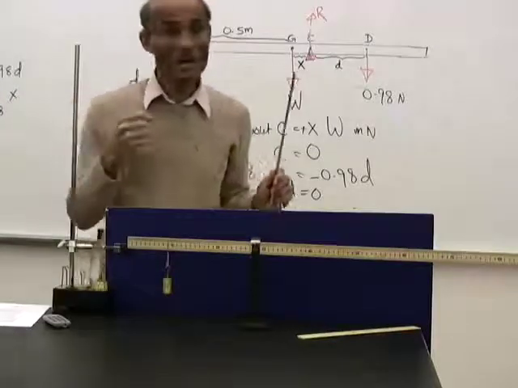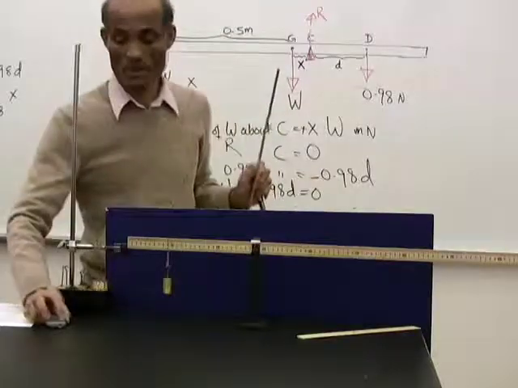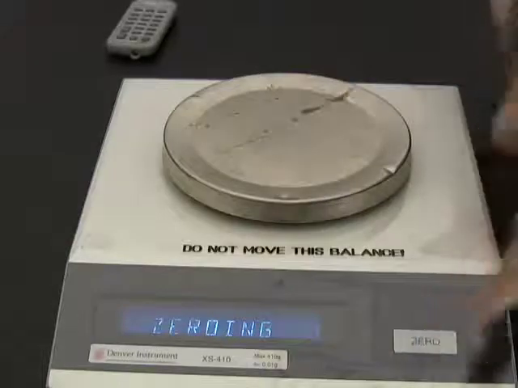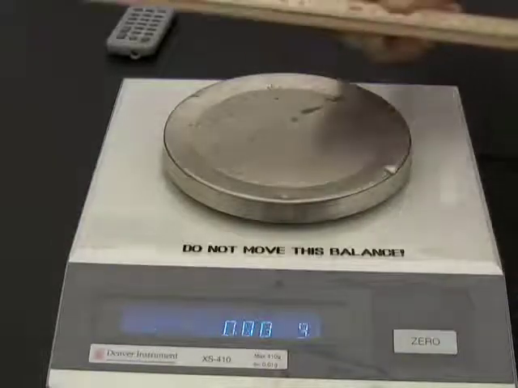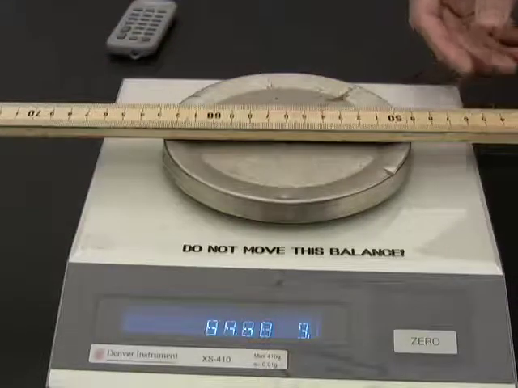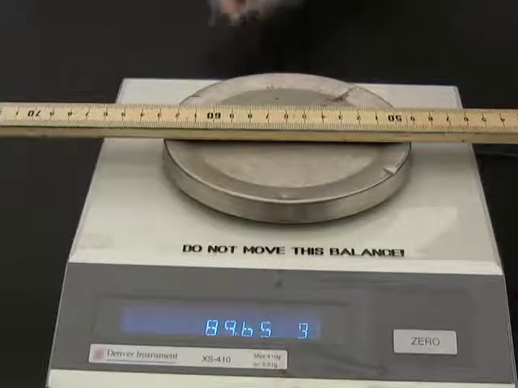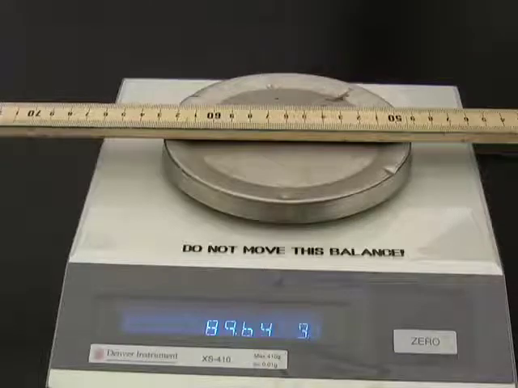And let's now measure the mass of this ruler. Alright, zero the balance, and now measure the mass of the ruler. This is the actual mass, and you have an experimental mass. Find the percent error of your experiment.